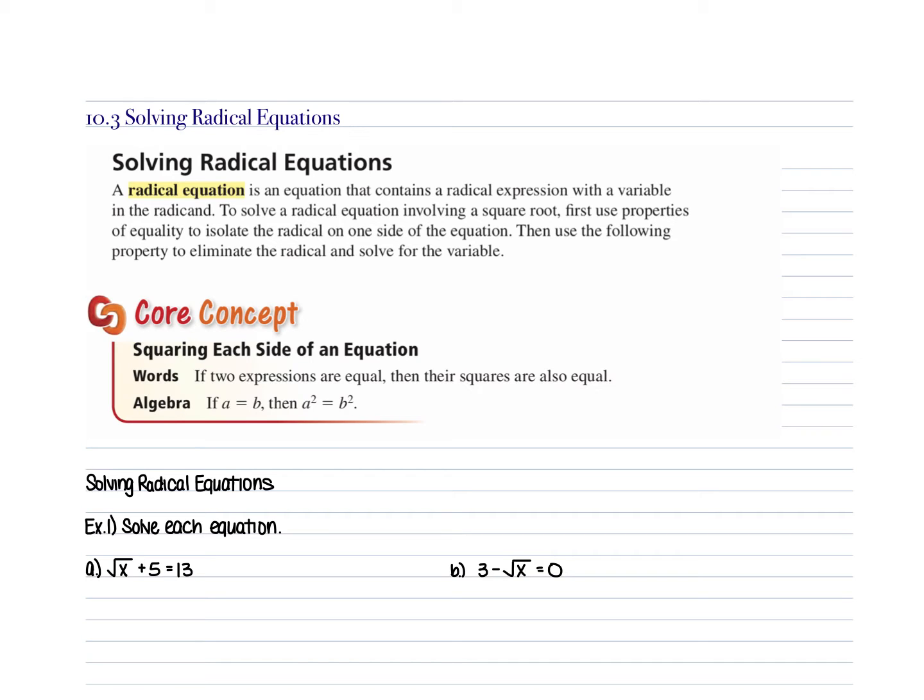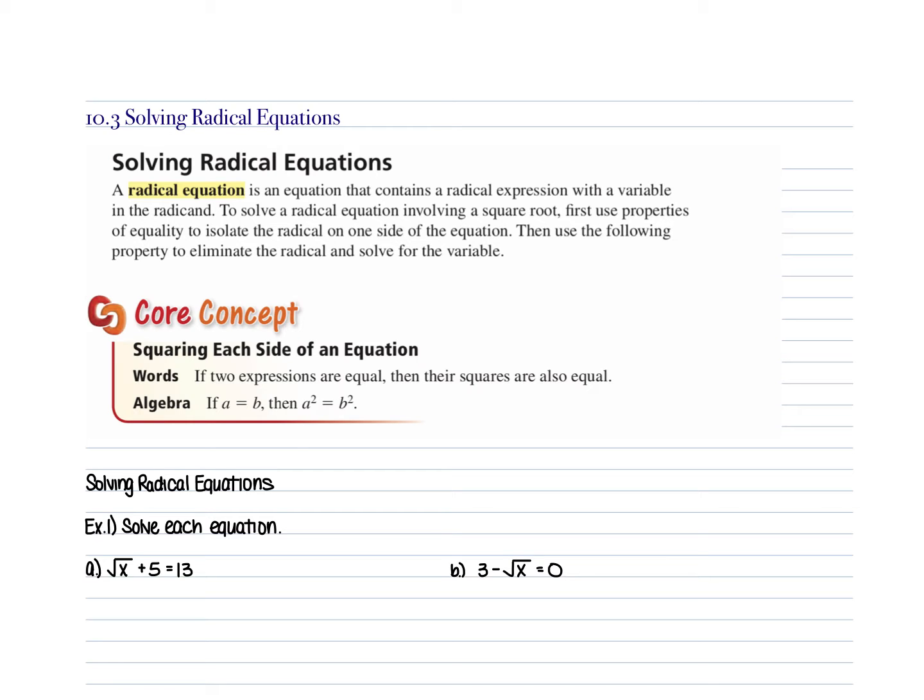10.3 goes over solving radical equations. When we are solving these radical equations, we want to isolate the radical. First thing is to isolate the radical. Once we do that, we're going to take the index that is on that radical, which if it's just the square root, it's a 2, and raise each side to that power. By doing that, it eliminates the radical to where you just have what's underneath the radical left over, and then you can solve for your variable.